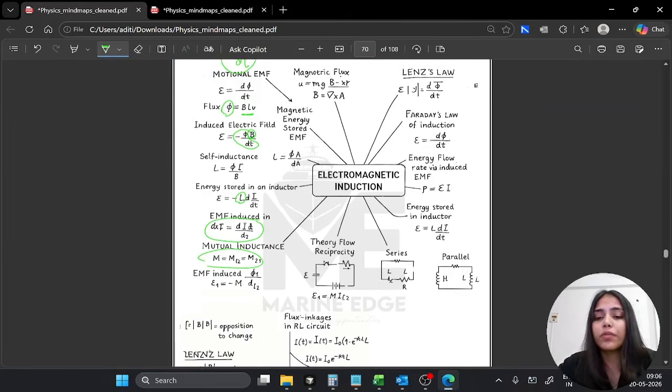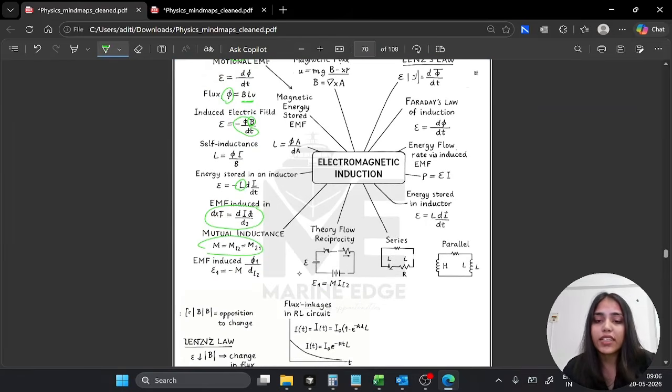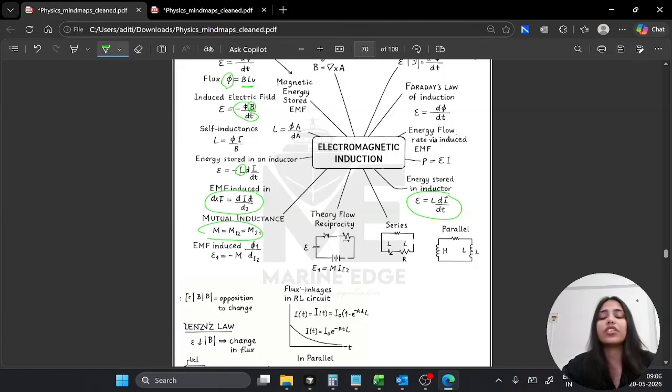Now, moving forward, energy stored inside an inductor, that is equal to L i di by dt, like we discussed before. Then we have the series combination and the parallel combination of inductors as well. Here, L1 and L2 are connected in series, and here L1 and L2 are connected in parallel. In series combination they are just added normally, L1 plus L2 plus L3. In parallel, 1 by L1 plus 1 by L2 equals 1 by L equivalent.